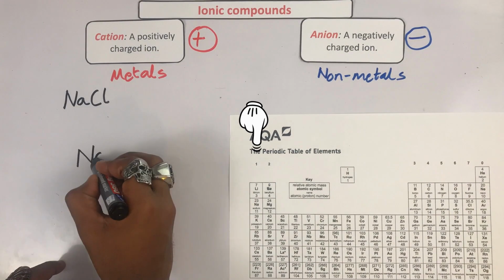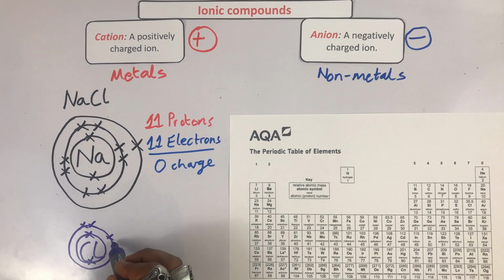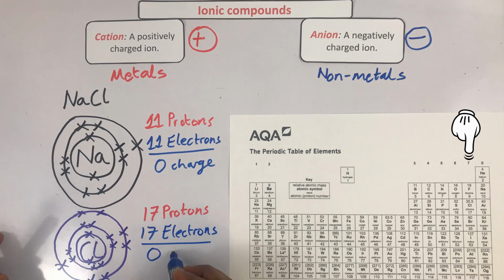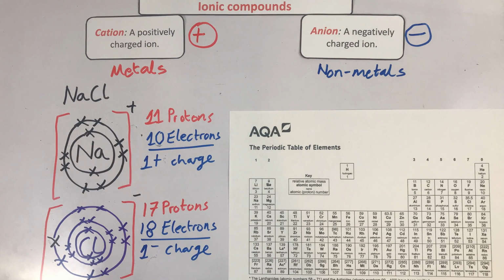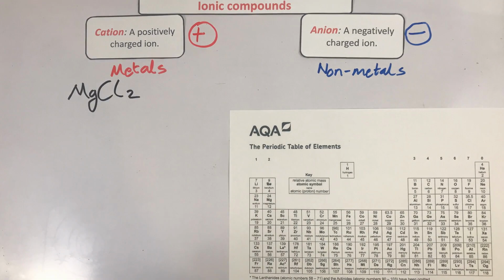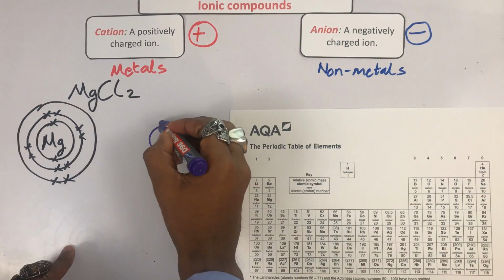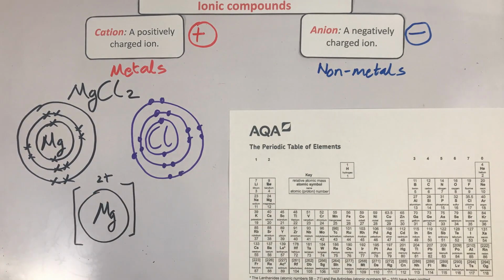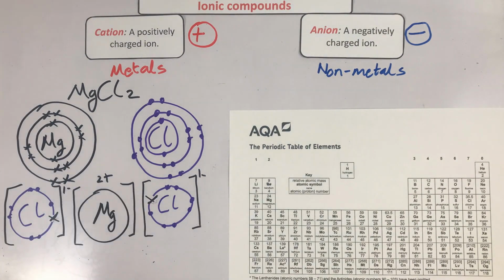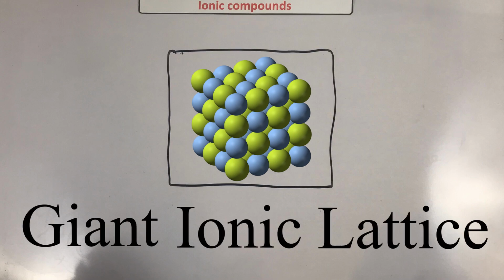Sodium is in group 1, so it loses 1 electron to become a cation with a 1+ charge. And that electron goes to the chlorine, so that gains 1 electron, becoming an anion of 1 negative charge. So what about something like magnesium chloride? Well, magnesium's in group 2, so it's going to lose 2 electrons, and chlorine's in group 7, so it's going to gain 1 electron. That means you need 2 chlorine atoms in this reaction, each one gaining 1 electron from the magnesium. When ionic compounds are solid, they form structures known as giant ionic lattices.